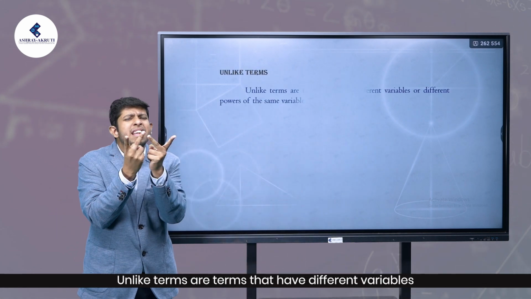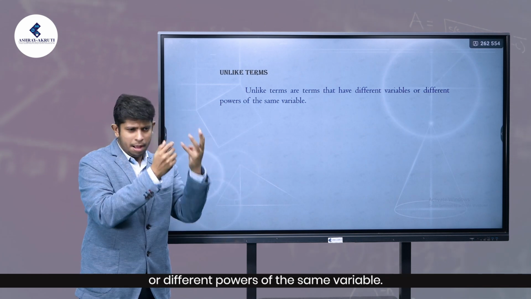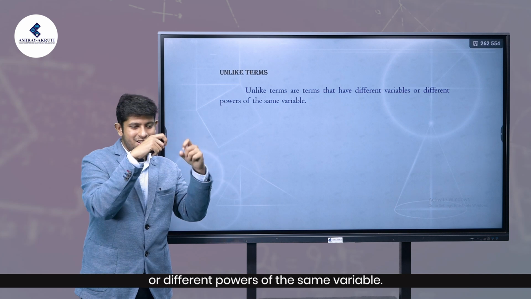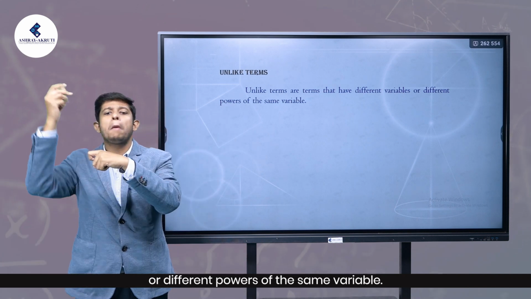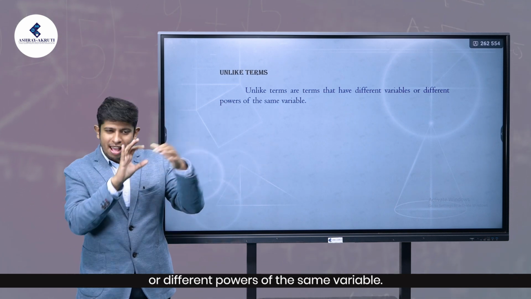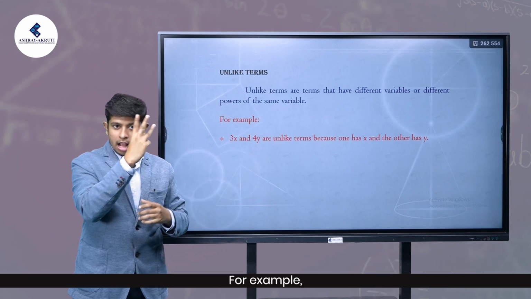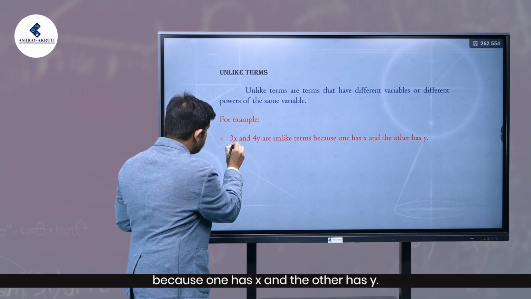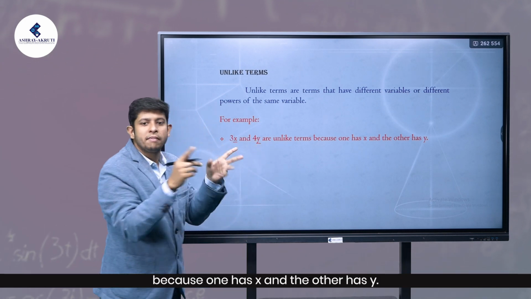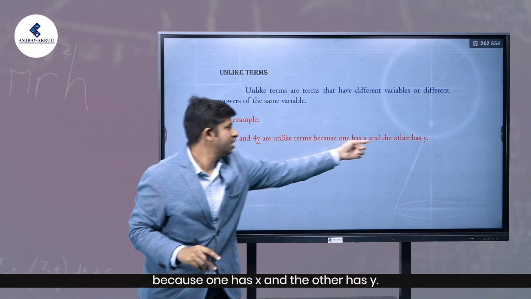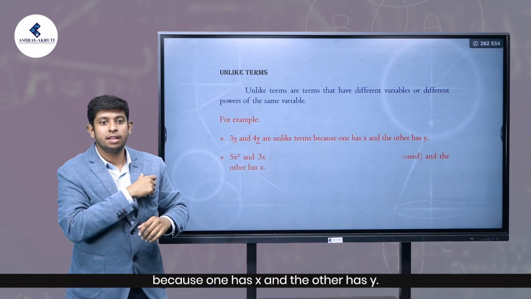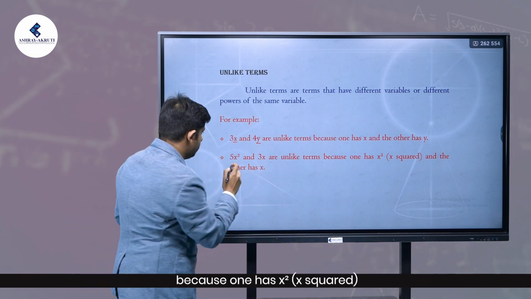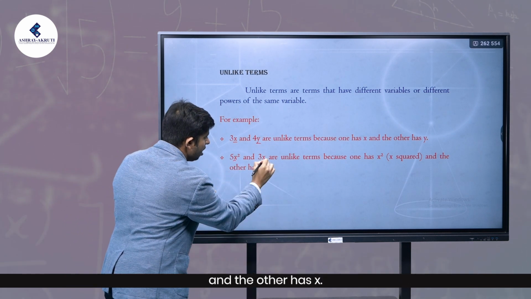Unlike terms are terms that have different variables or different powers of the same variable. For example, 3x and 4y are unlike terms because one has x and the other has y. Five x square and 3x are unlike terms because one has x square and the other has x.